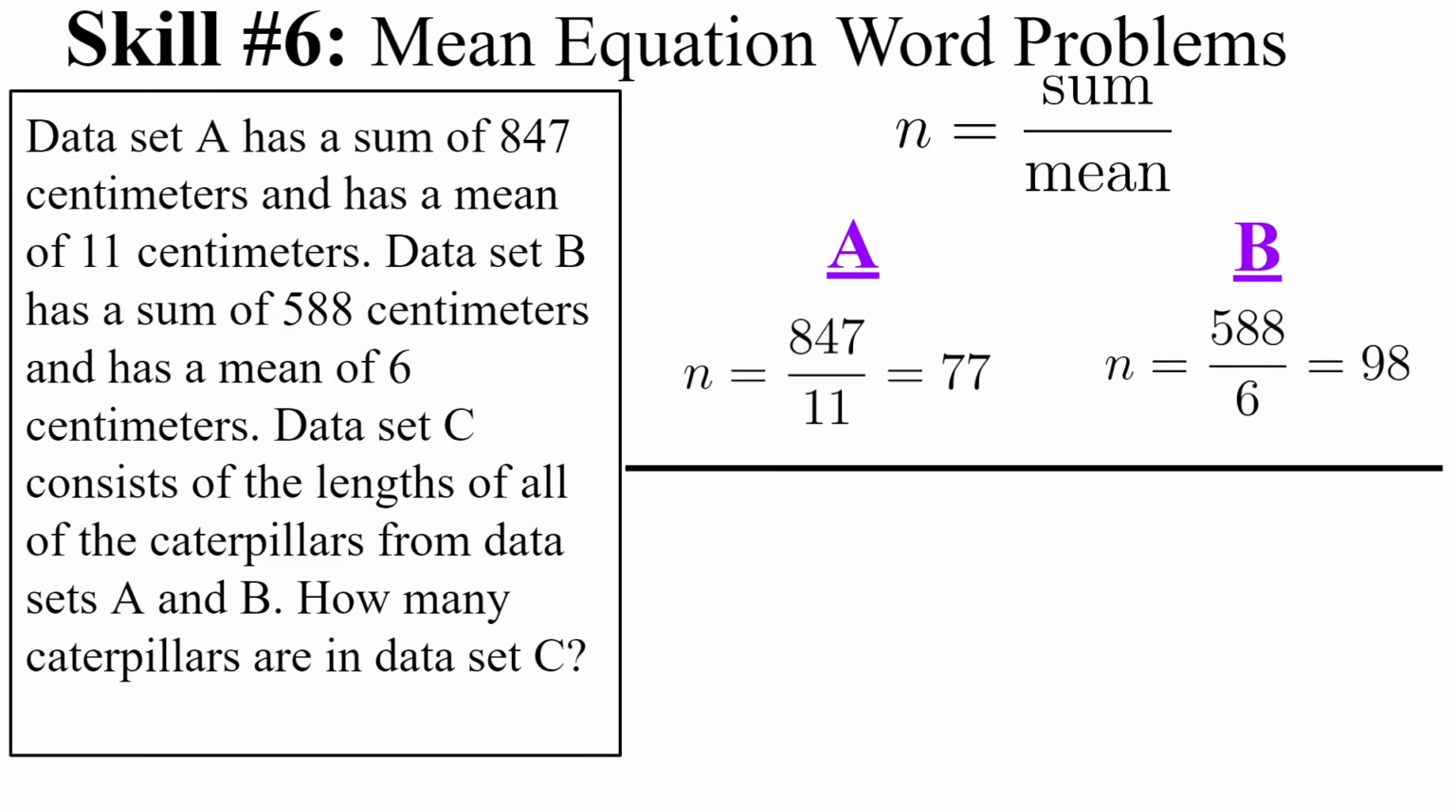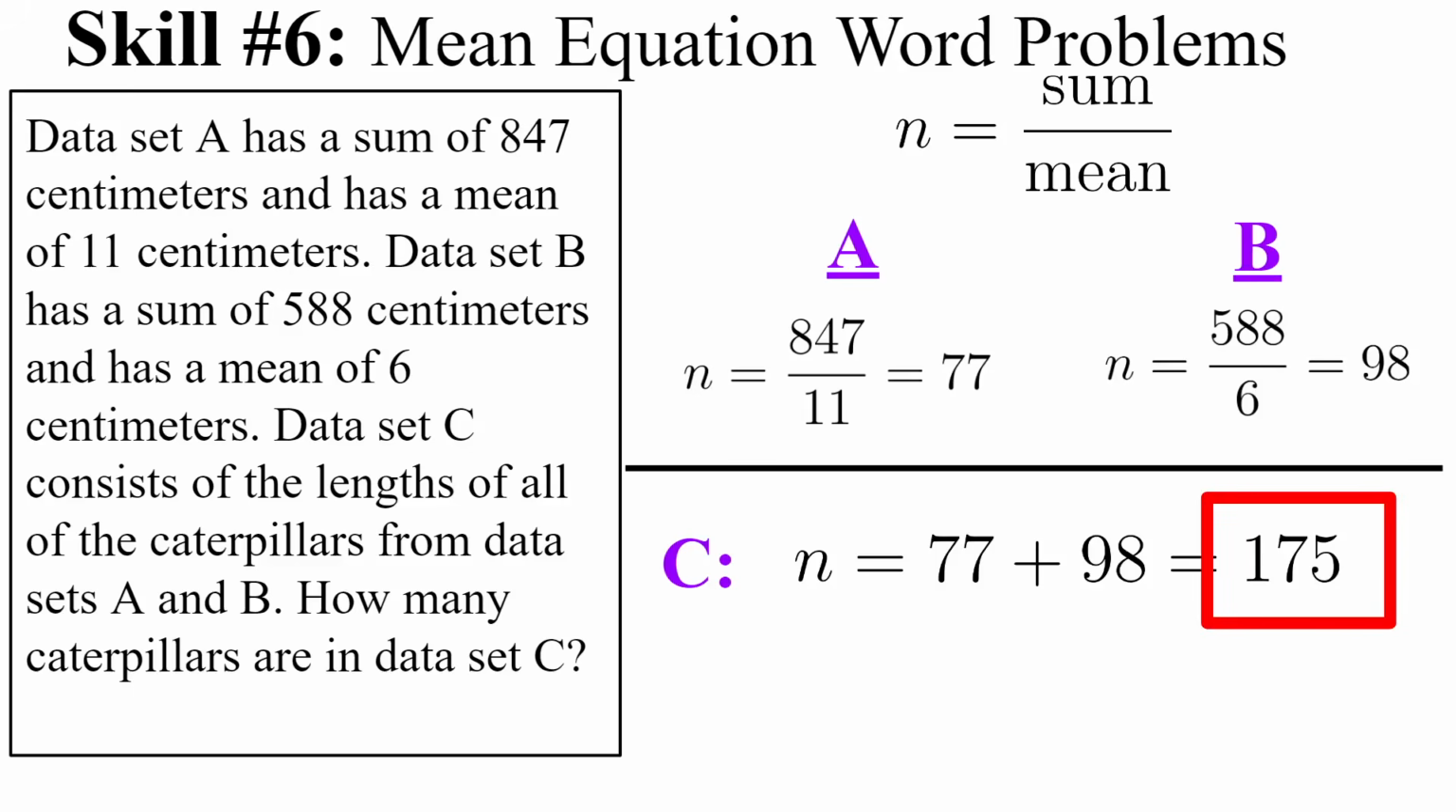And if we combine them, all the caterpillars from data sets A and B, we can just add those two. So 77 plus 98 is 175. So there would be 175 caterpillars in data set C. We could also go and find the mean if we wanted to. You would just need to find the total sum.